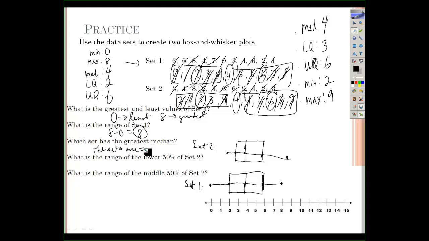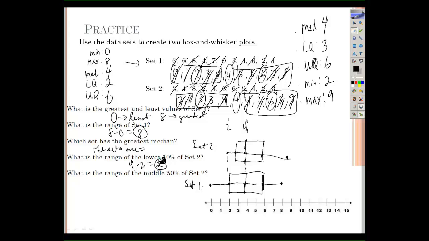Okay. What is the range of the lower 50% of set 2? So now this is a tricky question. I want to look at set 2, which is the top graph, and this is the halfway between, this is the median. This is the halfway point of my box plot. I want to know the range of the lower 50%. So I need to know the highest point on the lower 50%, which is at 4, and the lowest point, which is 2. What is the range between 2 and 4? 4 minus 2 equals 2. So 2 would be the range of the lower 50%.